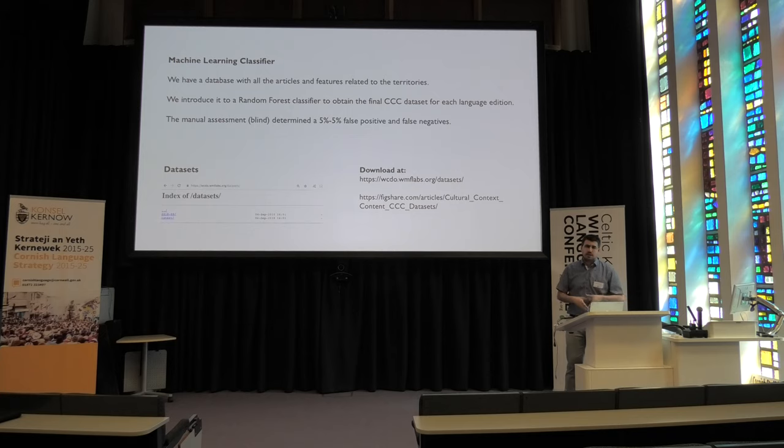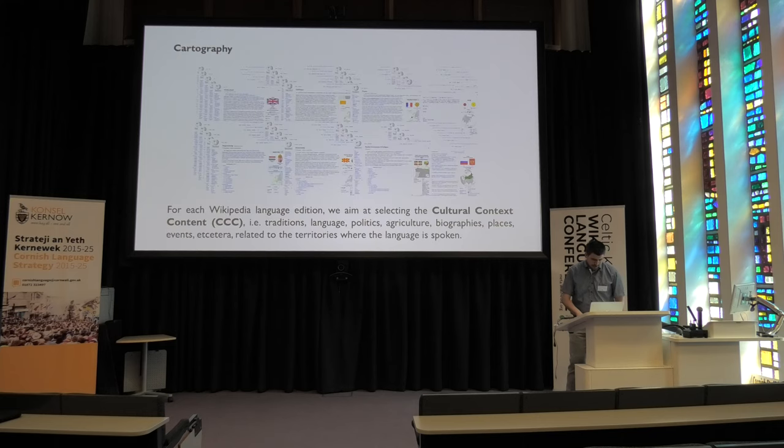And with this machine learning technique, having a ground truth of articles that we know for sure that they belong to a territory, and others that we know for sure that they do not belong because they belong to other territories, we can get the final collection of CCC. I'm quite happy with the results, because we only have 5% false positive, 5% false negative, which is quite a small margin of error. So we get this final collection, this local encyclopedia inside every Wikipedia, and then we can start working on it.